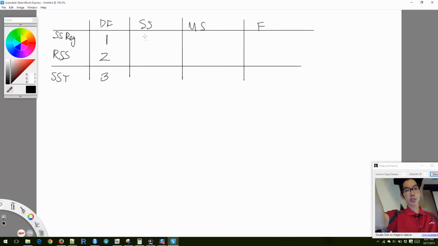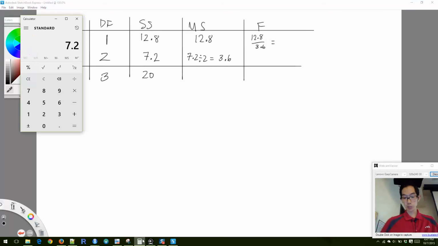Sum of squares regression we found to be 12.8. Residual sum of squares we found to be 7.2. These were the numbers that we got on the previous page. So far so good? Okay, and so our mean squares for regression is going to be 12.8 divided by 1. And our mean squares for the residual is going to be 7.2 divided by 2, which is 3.6. And our F is going to be 12.8 divided by 3.6, which is something.